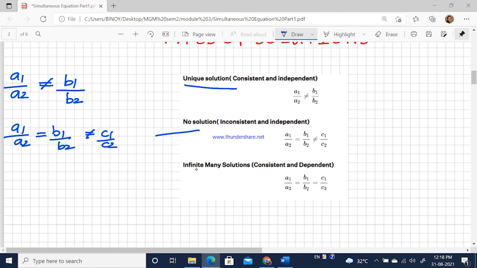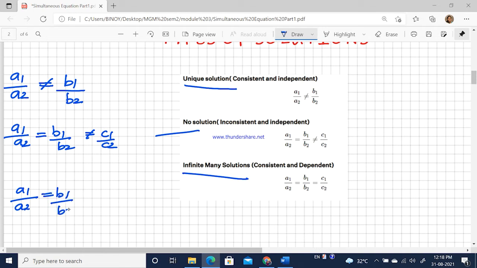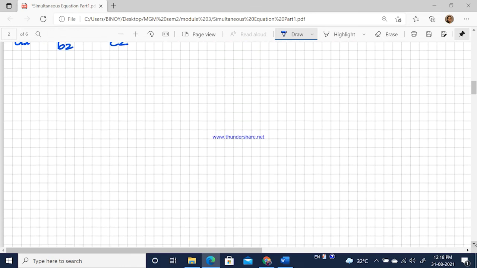Then we have a third type of solution, which is infinitely many solutions. The condition is a1 by a2 equals b1 by b2 equals c1 by c2. Then we can say that this particular equation has infinitely many solutions. In that case, we will say that they are consistent and dependent. Now let's see some examples.